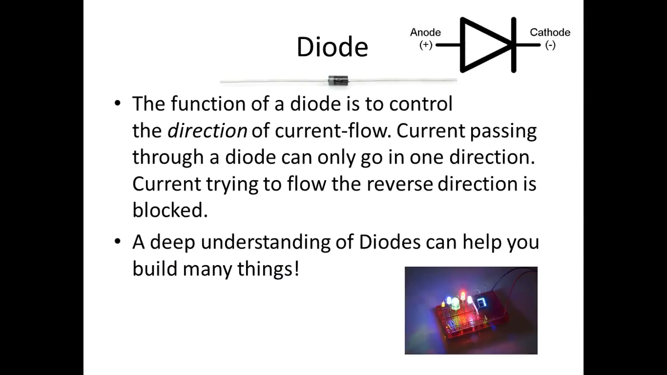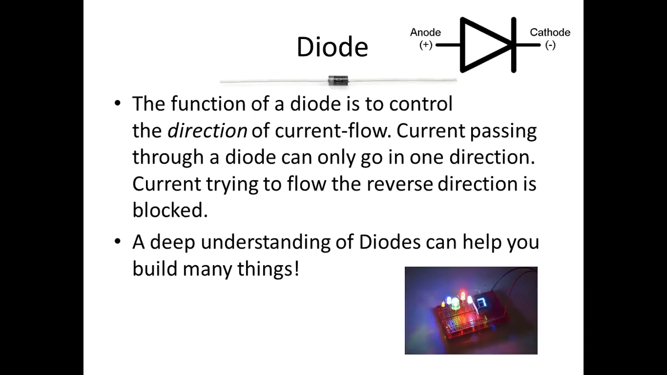Next up, the electronic component is diodes. The function of a diode is to control the direction of the current flow. Current passing through a diode can only go in one direction. Current trying to flow the reverse direction is blocked. This is excellent for allowing current to go towards what you need without having the current flow back into electronic components you don't want to be fried. Usually this is used when multiple directions of current are coming in at one time.